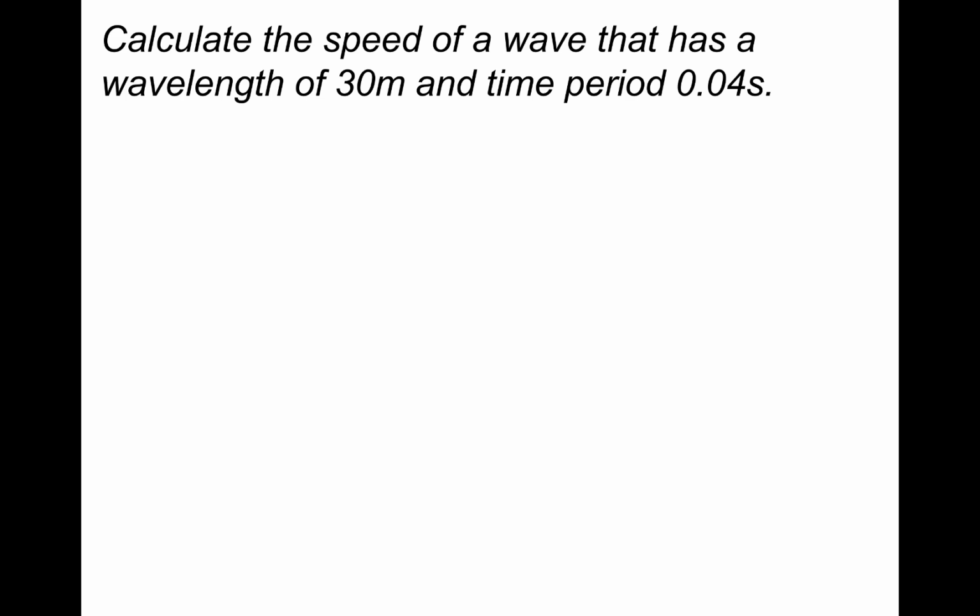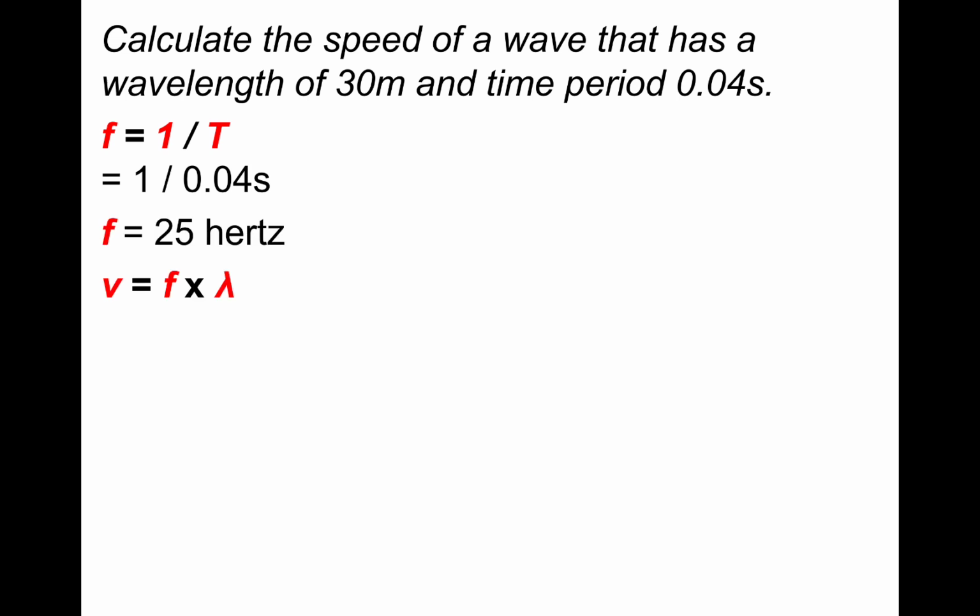Calculate the speed of a wave that has a wavelength of 30 meters and a time period of 0.04 seconds. If you want to pause and have a go at that, and then I'll take you through the answer now. So for this one, you could just find the frequency first. So that would be frequency is 1 divided by the time period. So 1 divided by 0.04, which gives us 25 hertz.